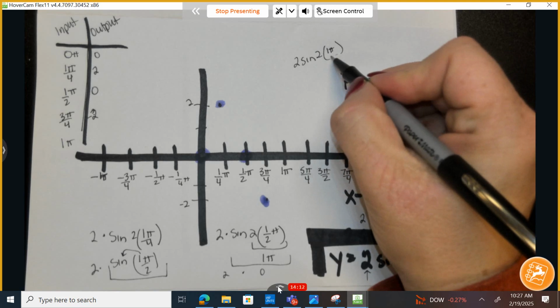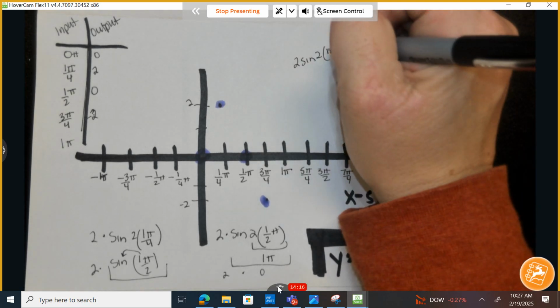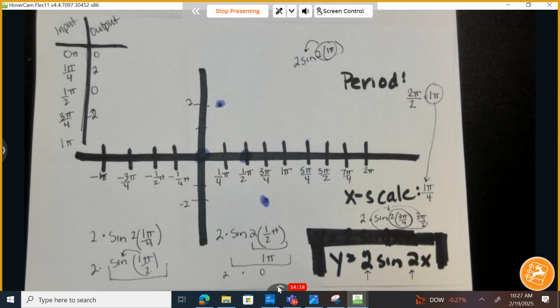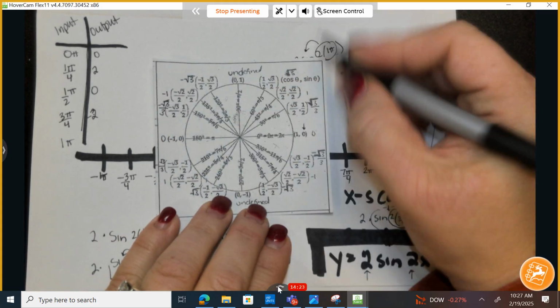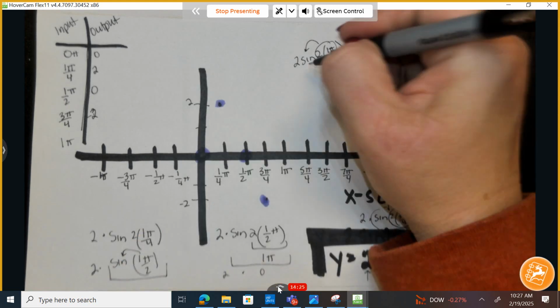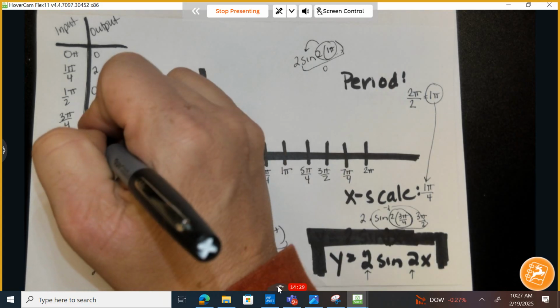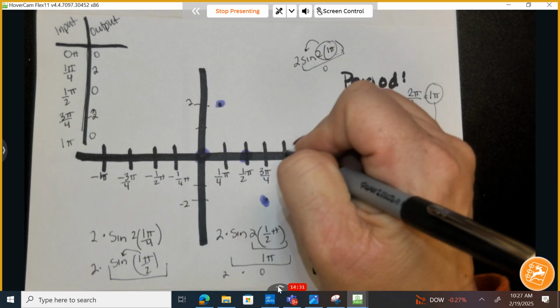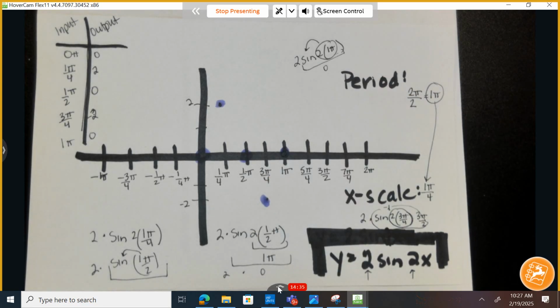So I do the math here. 2 times 1 pi is simply 2 pi. So I want to figure out what is the sine of 2 pi. Here's where 2 pi is. The sine is 0. This portion equals 0. 2 times 0 is 0. Once you've completed 4 steps, 0, 1, 2, 3, and 4, it's time to copy.